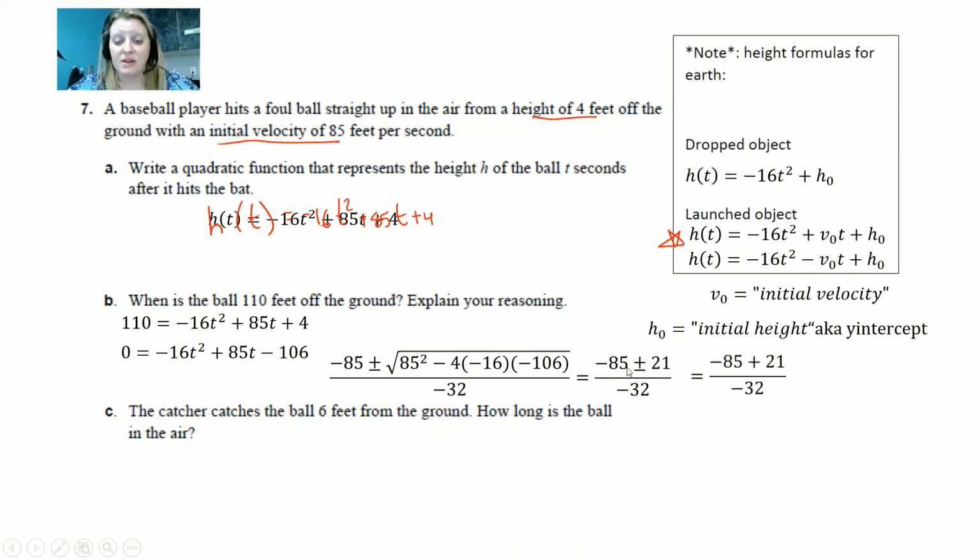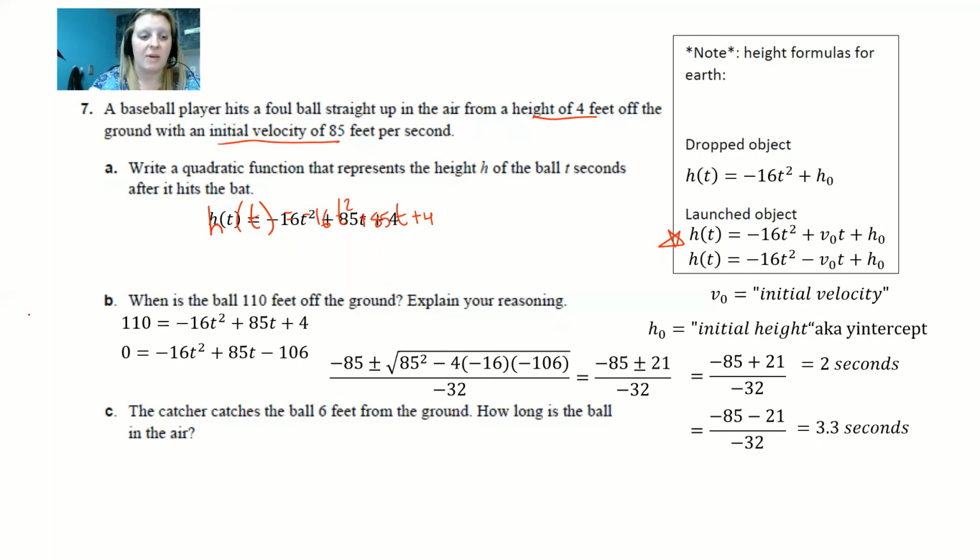And then we have to divide it into two cases, negative 85 plus 21 and negative 85 minus 21, which is going to give us the answers 2 seconds and roughly 3.3 seconds. So there's actually 2 answers to this problem. And when I get 2 answers, I just want to run it through and make sure those answers both make sense. So they're asking, well, when is it that high off the ground?